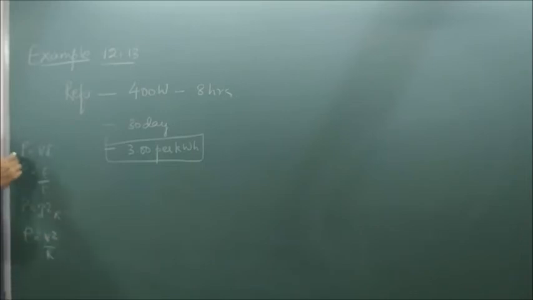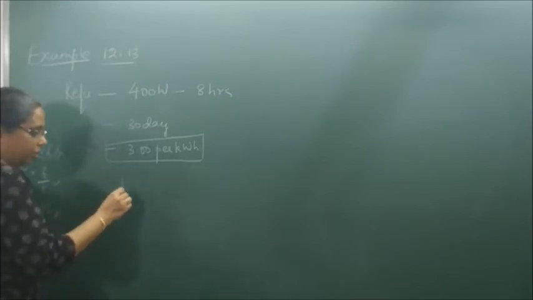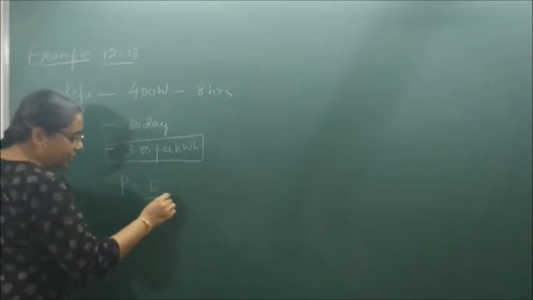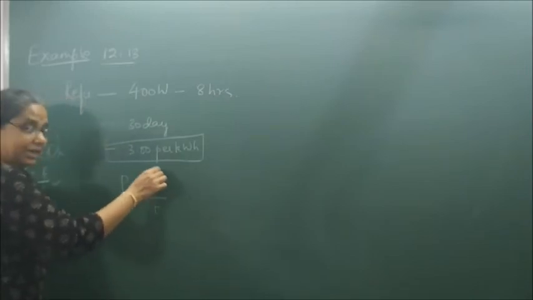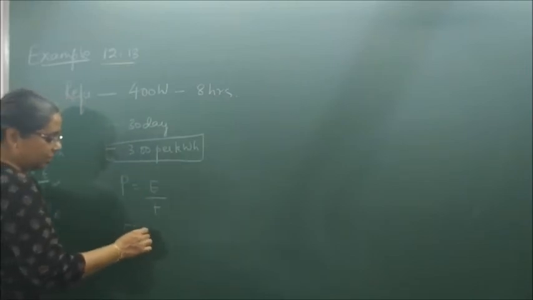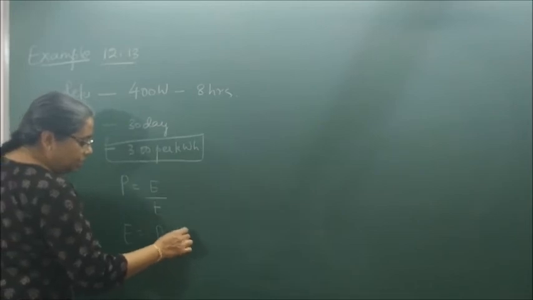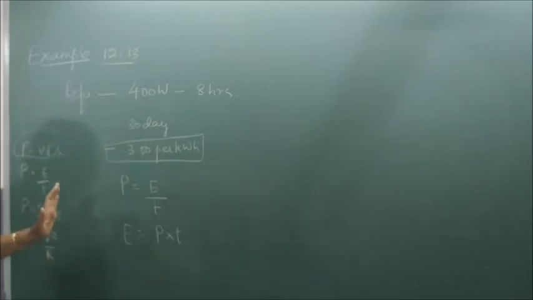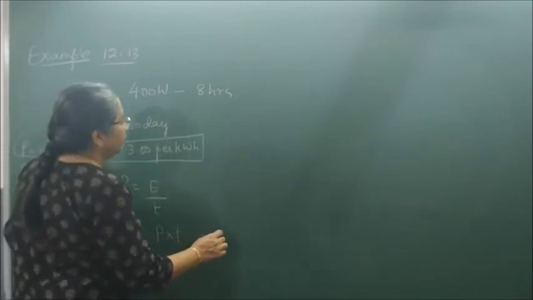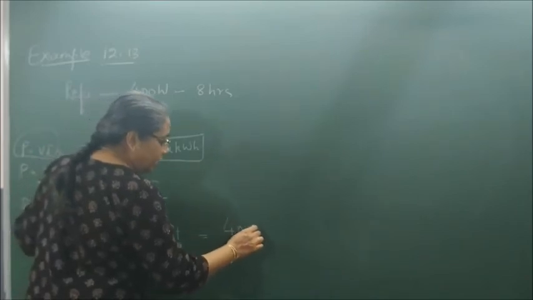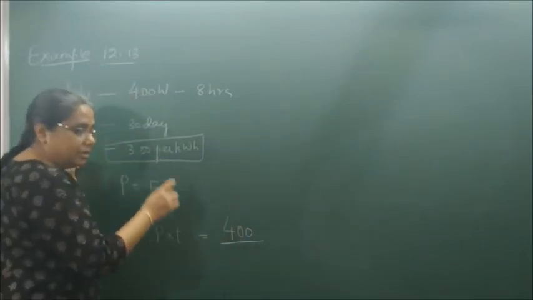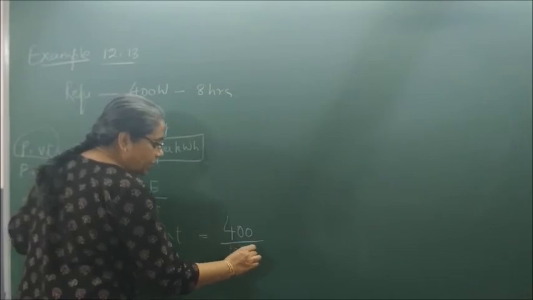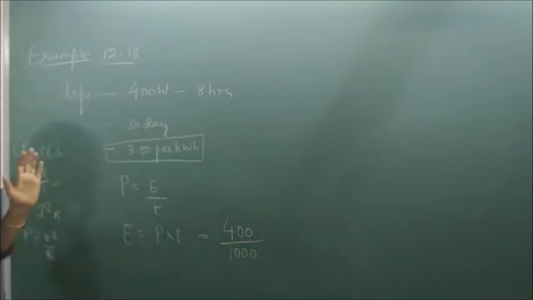So, can I use this? No, because I only have power and time. So, which one can I use? P is equal to E by T. So, look here, P is equal to E by T. I need to find out electrical energy. So, E is equal to what? P into T. First, P is what? 400 watt. But now I need it in what? Kilowatt. So, I will convert it into kilowatt by dividing it by 1000.